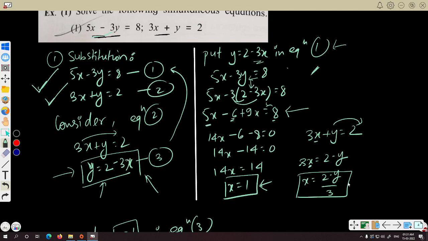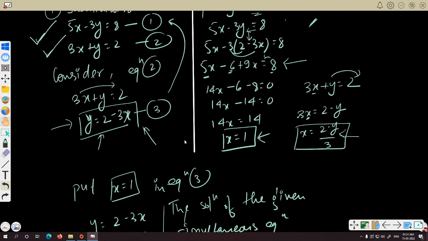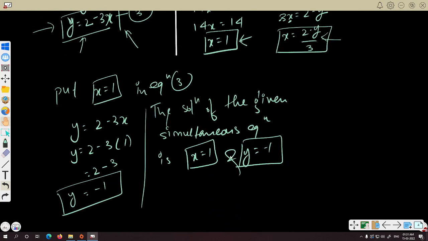Now again the same procedure will be followed. Just as I found an equation for y and then put it into another equation, you can try this as well. I want you to try, and please make sure that you practice all these numericals. If you look at this solution, the solution is x is equal to 1, y is equal to minus 1.